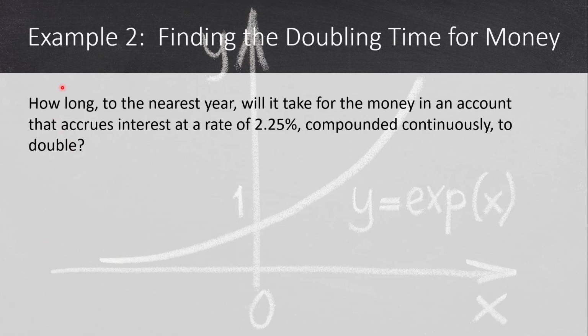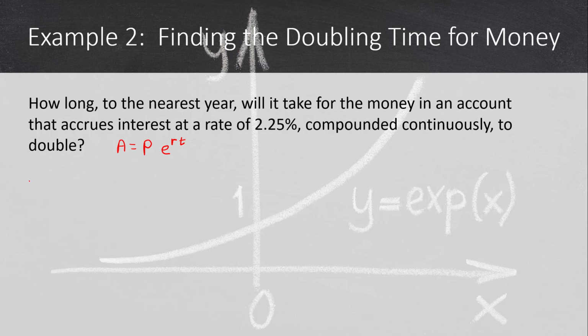Okay, for our next trick, we are going to look at an example that finds the time for the amount of an investment to double. So here's what we got. How long to the nearest year will it take for the money in an account that accrues interest at a rate of 2.25% compounded continuously to double? Of course, to do this problem, you need to know the formula associated with continuous compound interest, and that formula is that the value in the future is going to be equal to the amount that you put in, we're going to call that P, times e to the RT, where R is the interest rate as a decimal, and T is time in years.